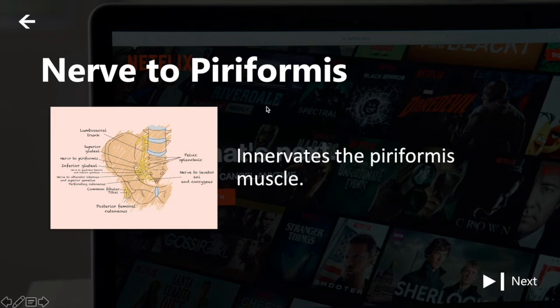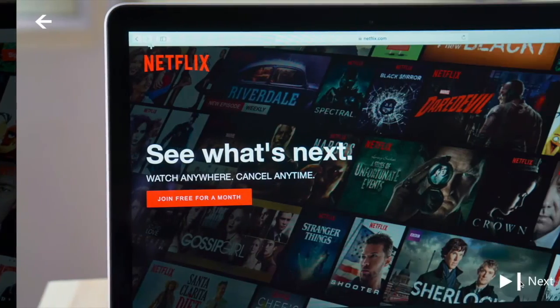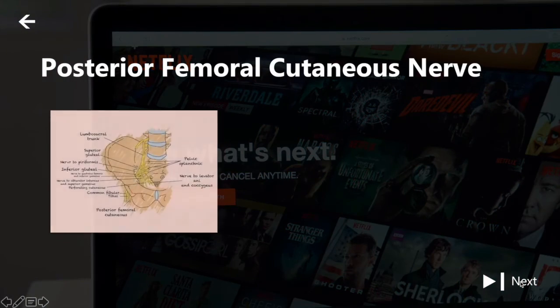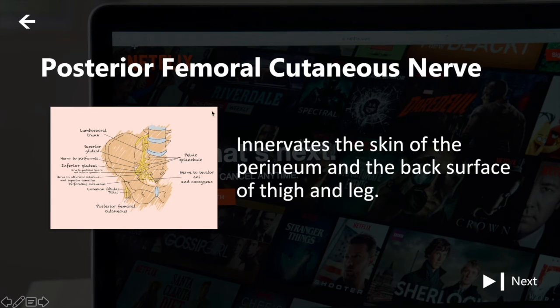The nerve to the piriformis again innervates the piriformis muscle, which is found right here. Nerve to the piriformis is found right here. Okay, now we have the posterior femoral cutaneous nerve. This innervates the skin of the perineum and the back surface of the thigh and leg. And it is found right here by the pubis, third one from the left.